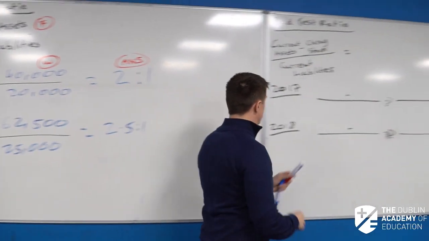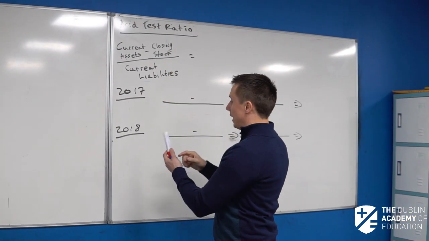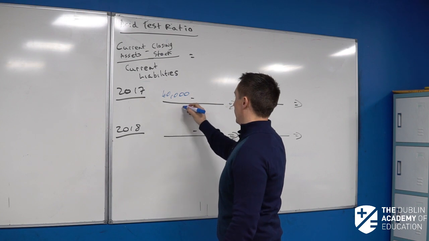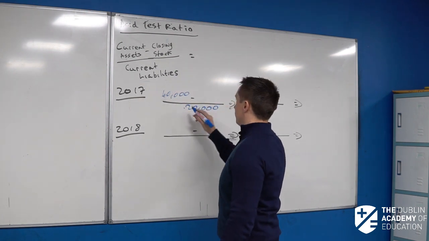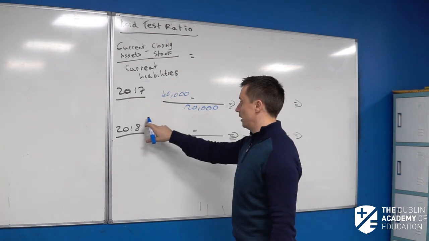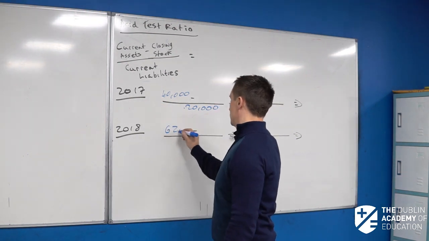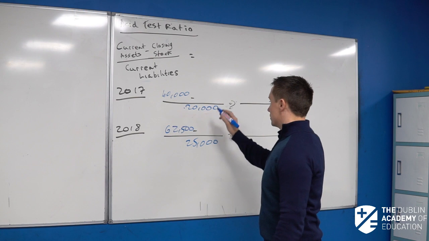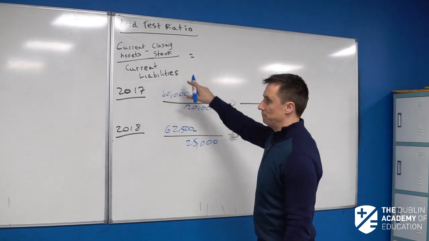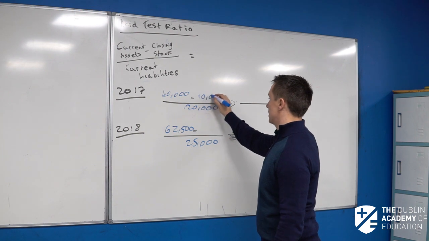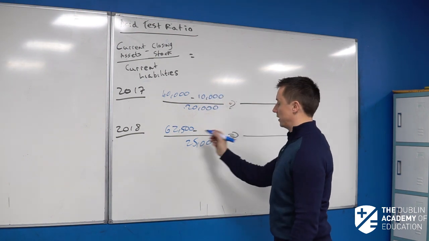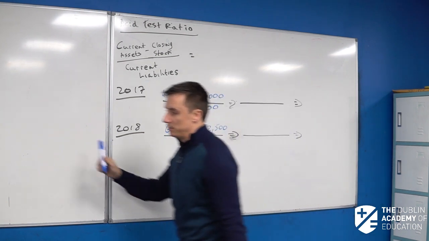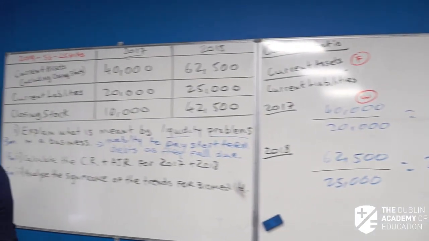Next one, we'll do our acid test ratio. Okay, so we already have our basic figures here. We already have our current assets, which was 40,000, and 20,000 was our current liabilities. So I'll just slot in the figures we know. For 2018, I know my current assets was 62,500 and my current liabilities for 2018 was 25,000. Now all I need to do is fire in what the closing stock was. For 2017, the closing stock was 10,000, and for 2018, our closing stock was 42,500. If you're following me on the board, you can see it mapped out there for you.